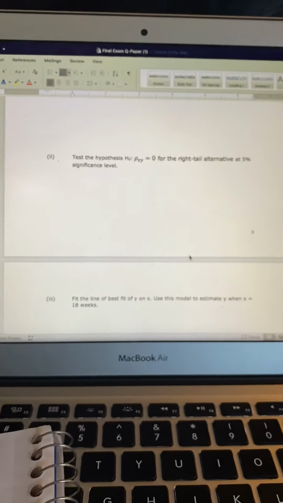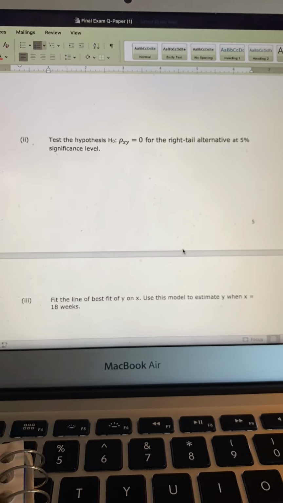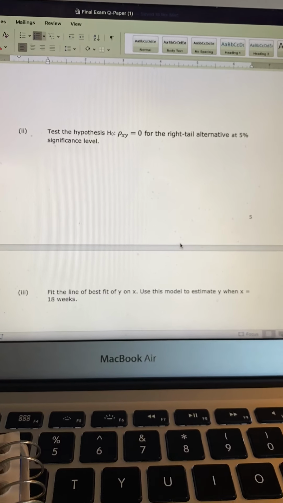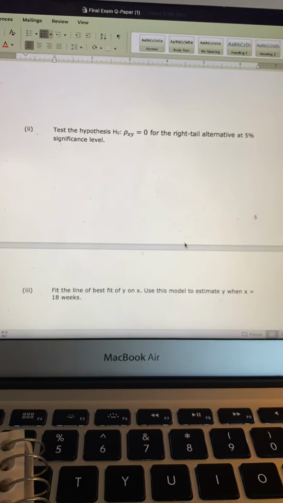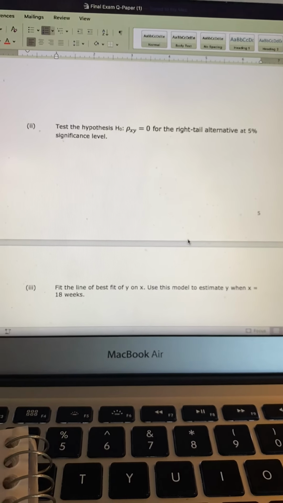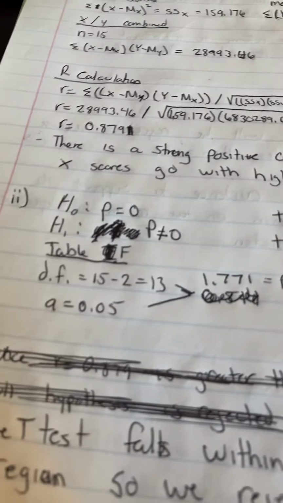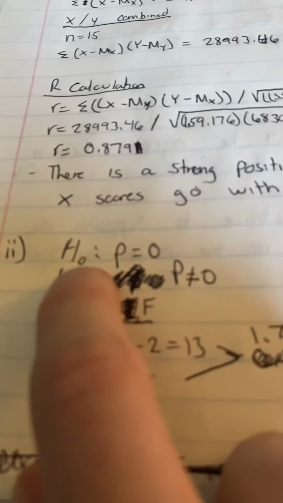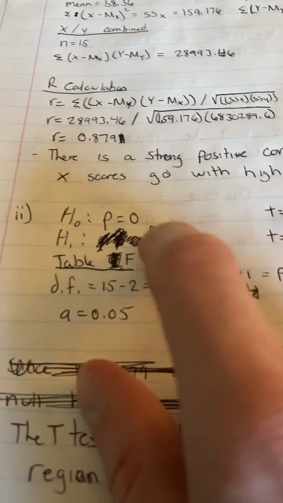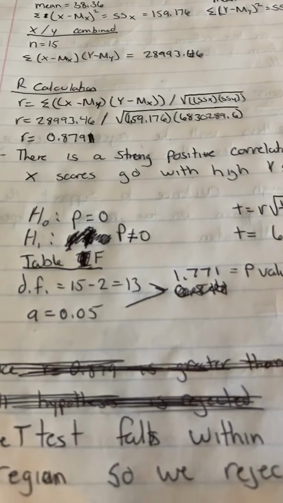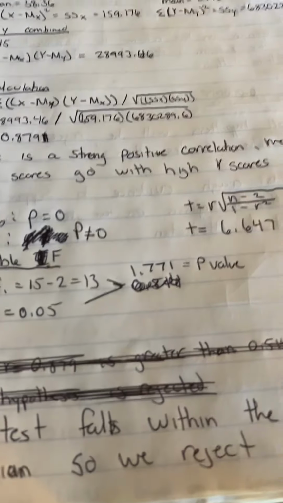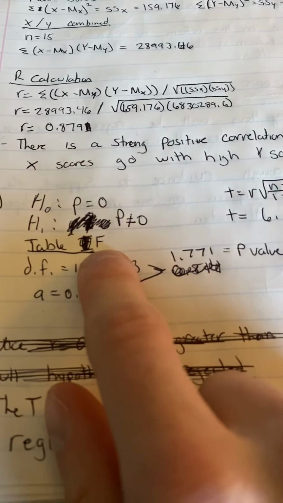Now moving on to part 2, testing the hypothesis. The first hypothesis is rho XY equals 0 against the right-tail alternative at the 5% significance level. Since rho 0 equals 0, the alternative hypothesis H1 is rho not equal to 0. We claim the null hypothesis, and we're going to use table F.